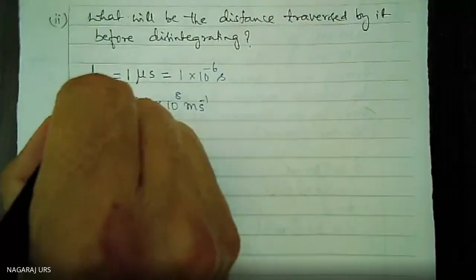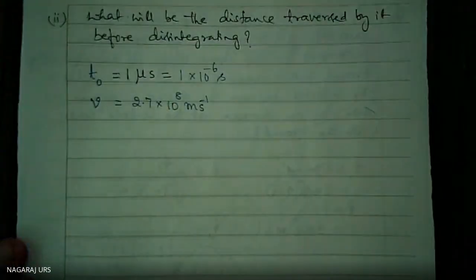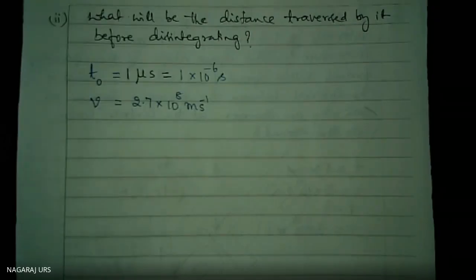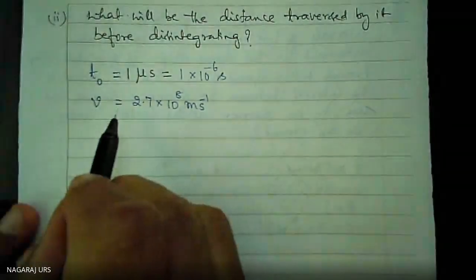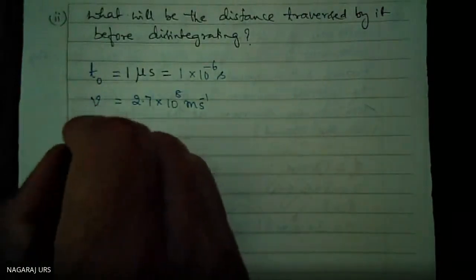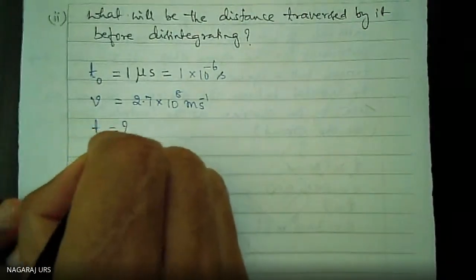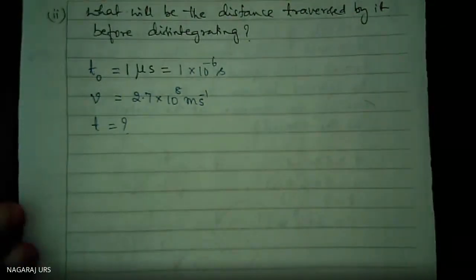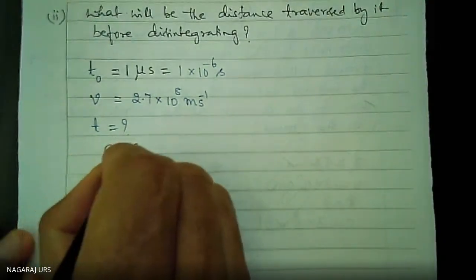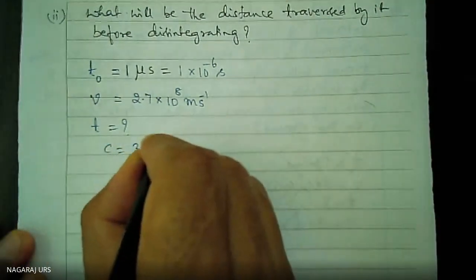Velocity V. V is the velocity. So V is equal to 2.7 × 10^8 meters per second. Now T is supposed to be calculated on the Earth's surface. That is the common idea, where C is equal to 3 × 10^8 meters per second.